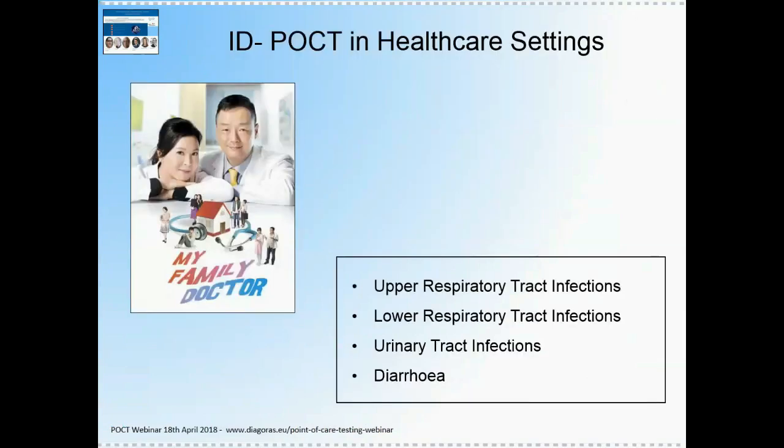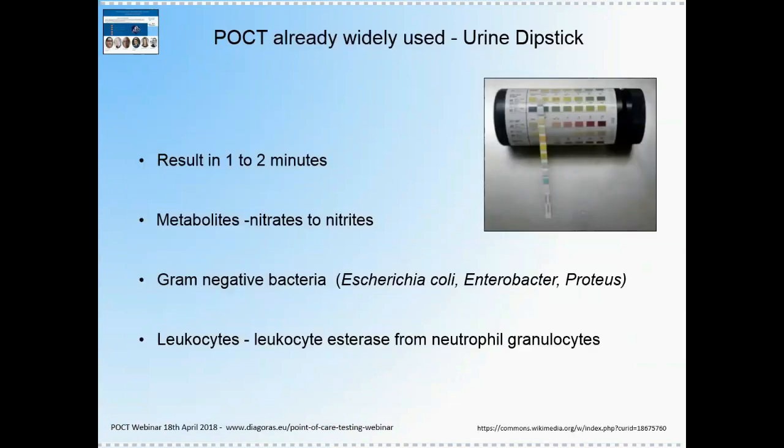So we're talking about ID-POCT at the family doctor's setting. And of course, when we think about the family doctor setting, the diseases, the type of diseases and the resistances that we see may be very different from what we see in hospitals. And the type of diseases we're likely to see in the family doctor setting are upper respiratory tract and lower respiratory tract infections, urinary tract infections, and diarrhea.